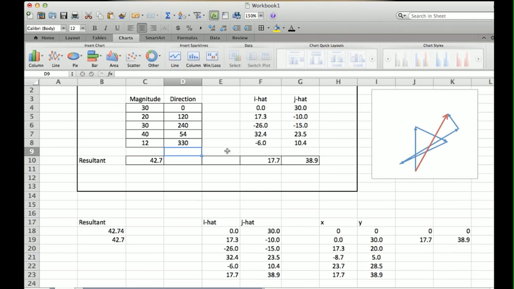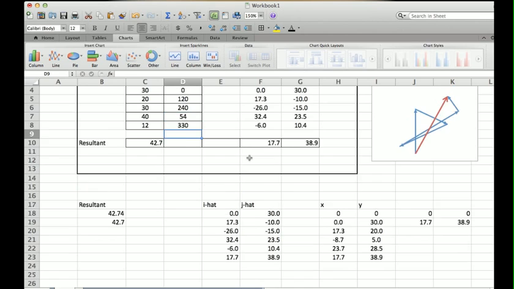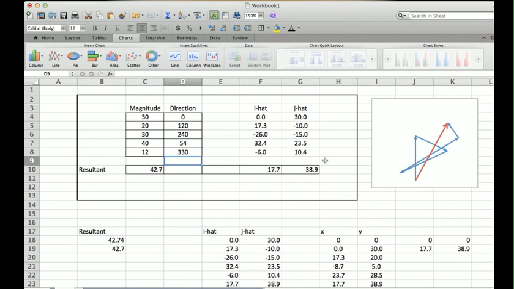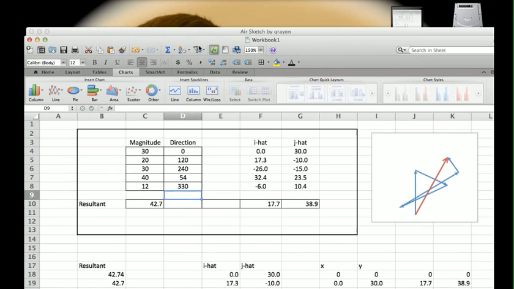Okay. All right, so in the end, we have our overall i hat and j hat. Right now it happens to be positive and positive because the resultant is in the upper right quadrant, going up to the right here. Okay, so let's think about this a little bit.